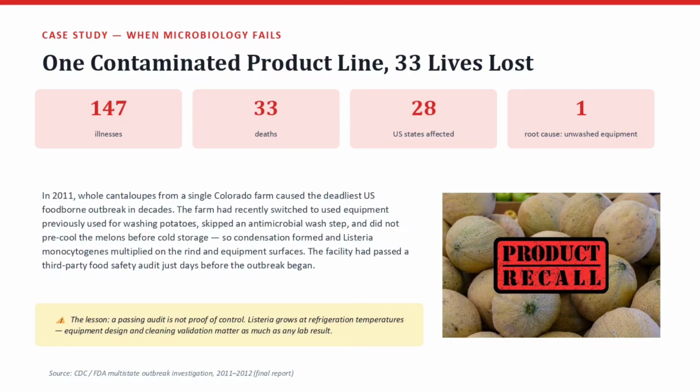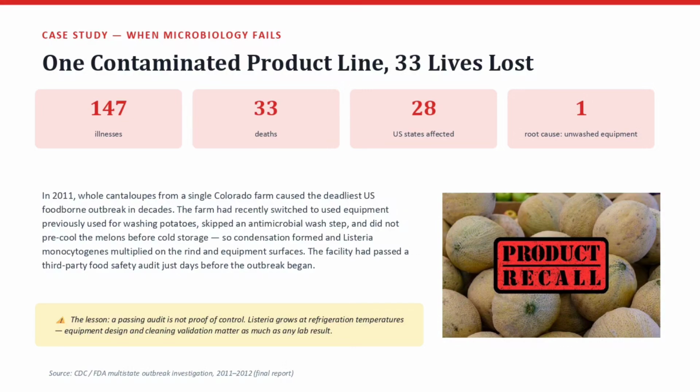This farm had passed a third-party food safety audit just days before the outbreak began. The lesson is not subtle. A passing audit is not proof of control. Equipment design and cleaning validation matter every bit as much as any laboratory result you will ever produce.